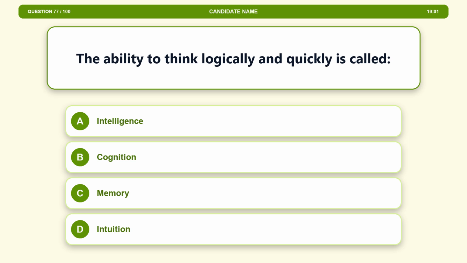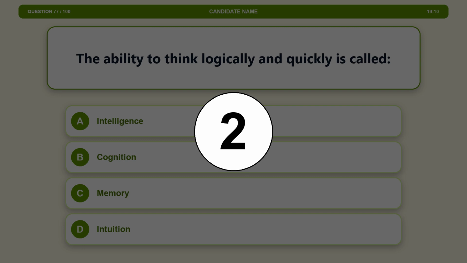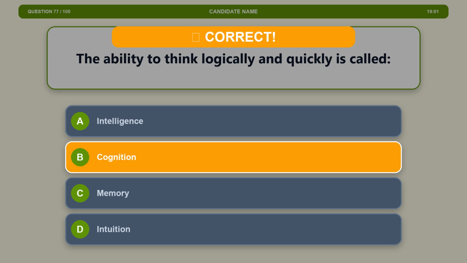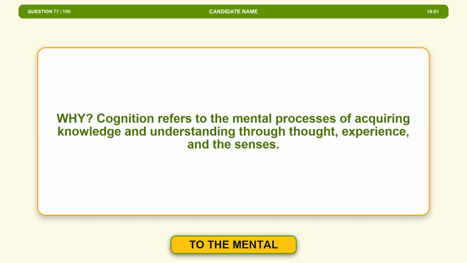Question 77. The ability to think logically and quickly is called Option A, intelligence. Option B, cognition. Option C, memory. Option D, intuition. The correct answer is Option B, cognition. Cognition refers to the mental processes of acquiring knowledge and understanding through thought, experience, and the senses.